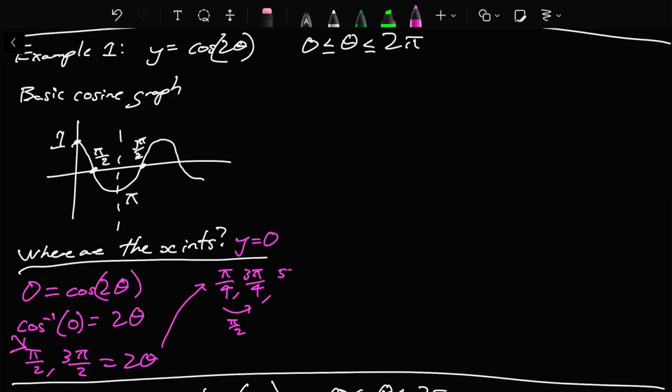So we get 5 pi on 4, and we get 7 pi on 4. And these are all equal to theta for when y equals 0. In other words, these are going to be our x-intercepts. So we check that and we go, great. Now we can graph right now, but I'm going to do one more step. We're going to say, where's the y-intercept?